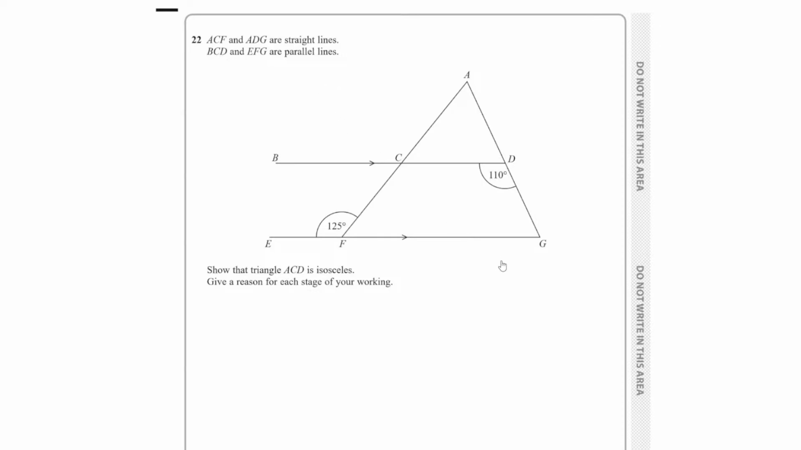So question 22. ACF and ADG are straight lines. Where's that? ACF and, okay, so these 2 diagonal ones. BCD and EFG are parallel lines. You can see that with the little arrows. That means they're parallel, these 2 here. Show that triangle ACD, so this top one, is isosceles. And they do say give a reason for each stage of your working. So that will also add maybe 1 mark, maybe 2 marks, just depends.